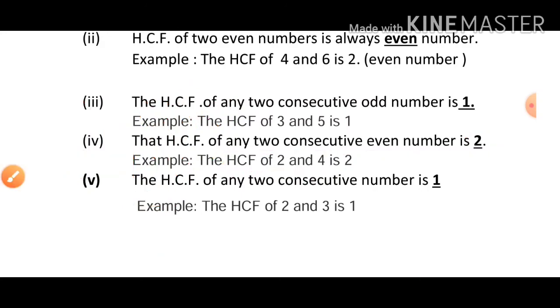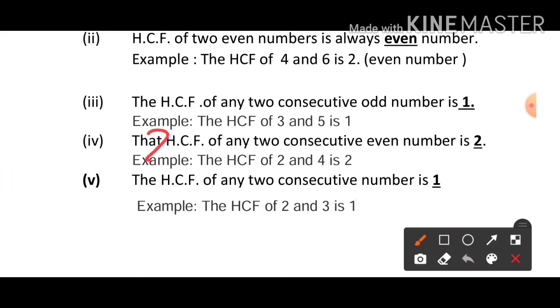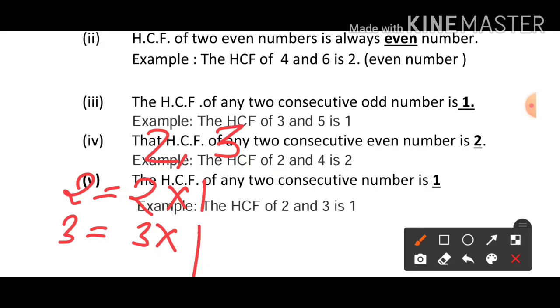Now last one, the HCF of any two consecutive numbers is, consecutive we know that one after the other. So let us take any two numbers. We have taken here 2 and 3. After 2, which is the next number? 3. So the prime factorization of 2 is 2 into 1 and 3 is 3 into 1. Again find the highest common factor here. Here you can see that the common factor is only 1. So we can say that the HCF of any two consecutive numbers is 1.